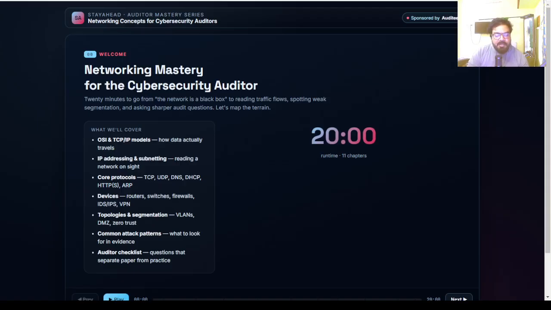I'm your host, and today we are tackling something every auditor eventually has to face head on: the network itself. In the next 20 minutes, go from reading the network as a black box to reading traffic flows, spotting weak segmentation, and asking sharper questions in the field. We'll move through the OSI and TCP/IP models, IP addressing and subnetting, the core protocols carrying everyday traffic, the devices that enforce control, topologies, segmentation strategy, common attack patterns, and finish with a 10-point auditor checklist you can use on your very next engagement. Let's map the terrain.